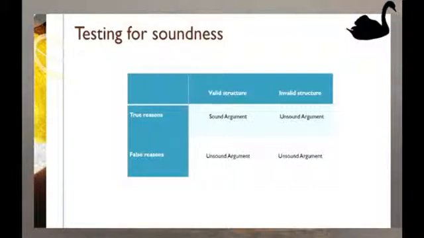So the main thing with exercise 1 is to say is it valid or invalid, and then say why. Why is it valid or invalid? All right?